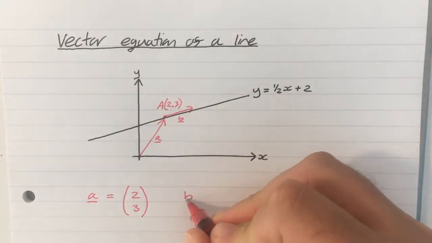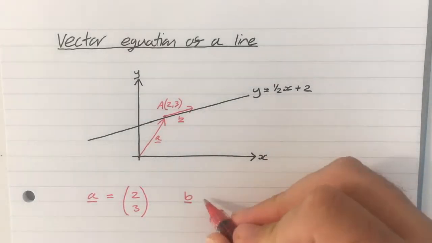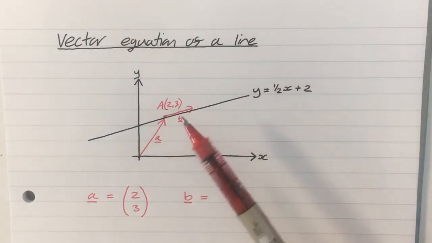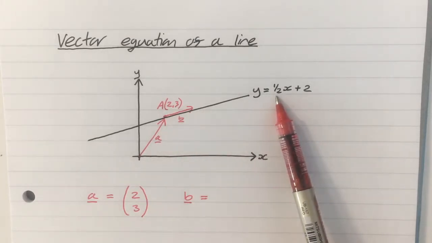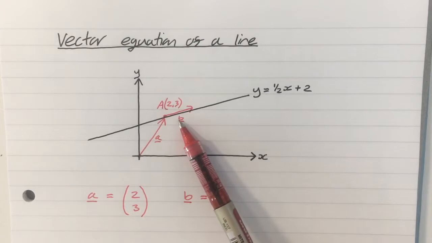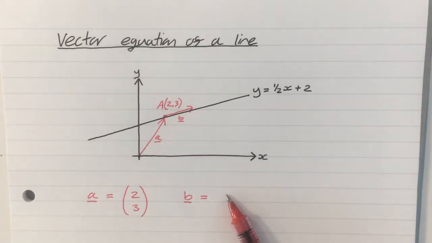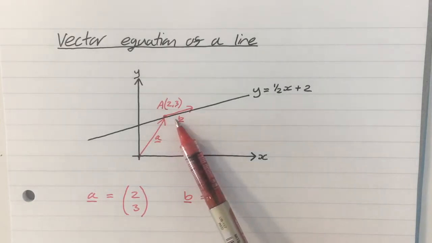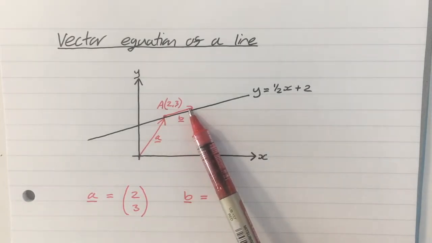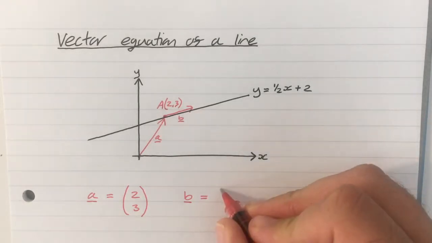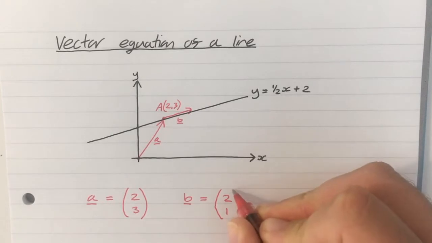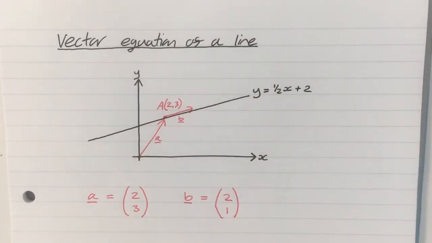The vector B is any vector in the direction of the line. Now this line has a gradient of a half, which essentially means every time I go up 1 in the x direction, I go up half in the y. So I could have the vector (1, 1/2), but it can be any vector in the direction of the line. So let's avoid the fractions. So instead of going 1 in the x and half in the y, I'm going to go 2 in the x and 1 in the y. Okay, that's the same gradient. So 2 in the x and 1 in the y gives us the vector B.